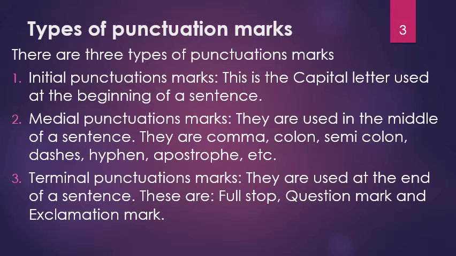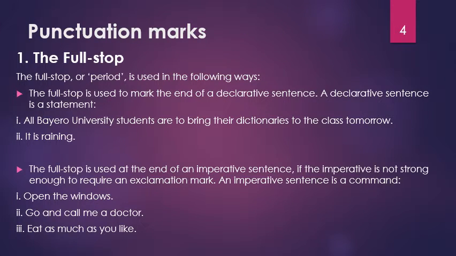We have the 3rd type of punctuation mark, which are known as the terminal punctuation marks. These are terminal punctuation marks which are used at the end of a sentence. They are full stop, question mark, and exclamation mark. The full stop. This is the first punctuation mark we are looking at. It is also known as a period, and it is used in the following ways.